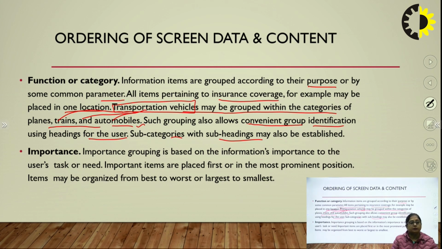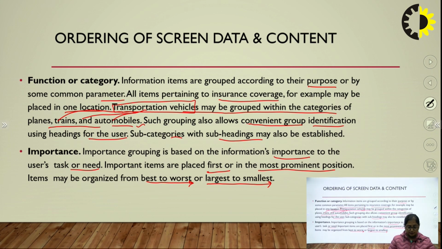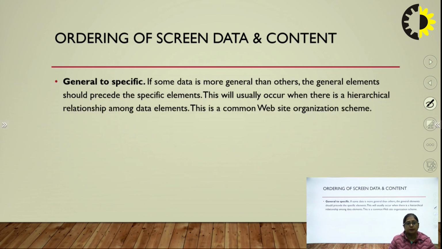Next is importance. So important grouping is based on the information's importance to the user, task or need. So important items are placed first or in the most prominent positions, and the items may be organized from best to worst. This is a very important feature: best to worst or largest to smallest. So this is the way the data are organized based on importance.